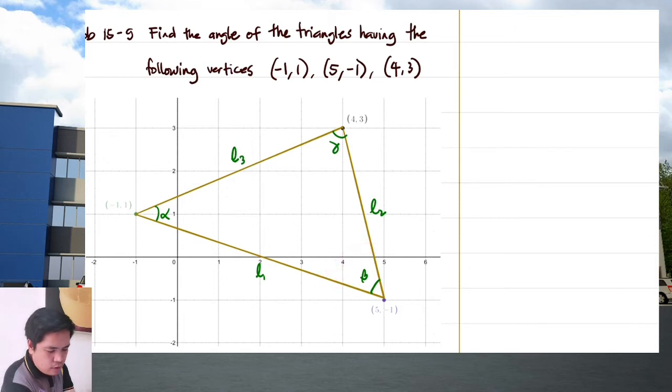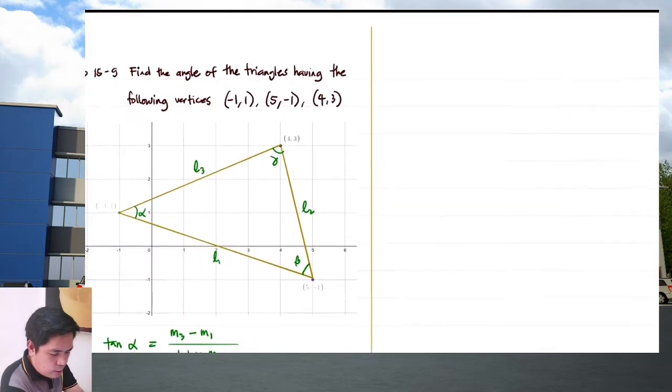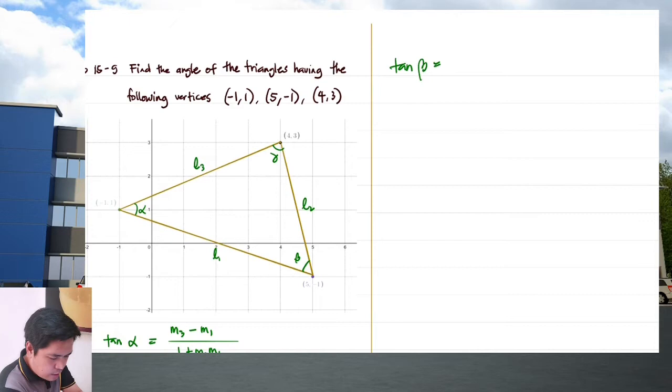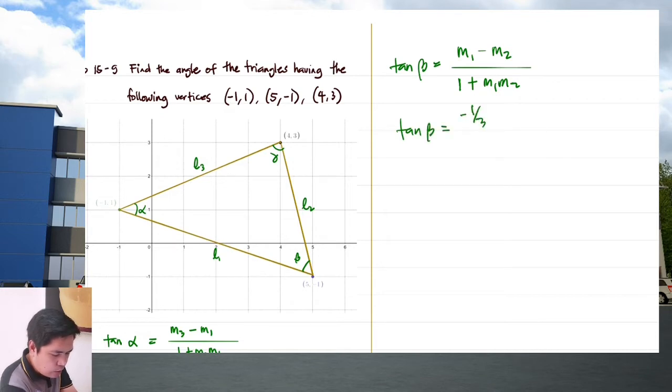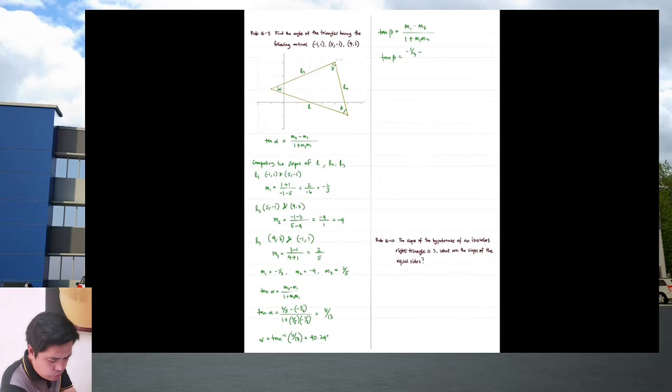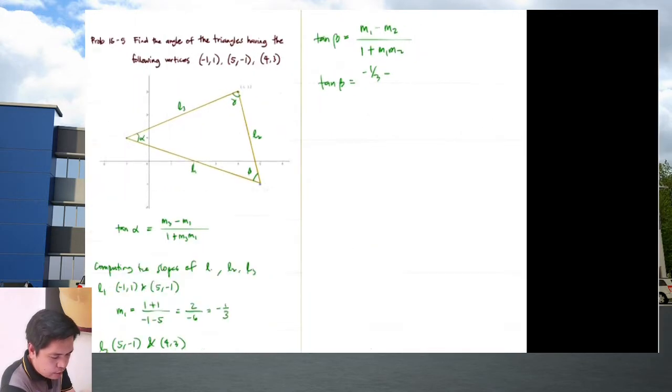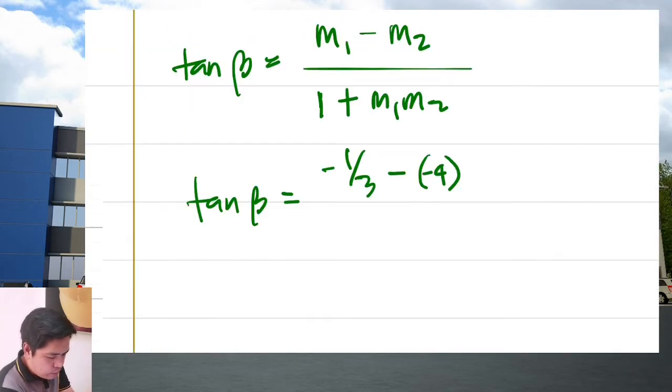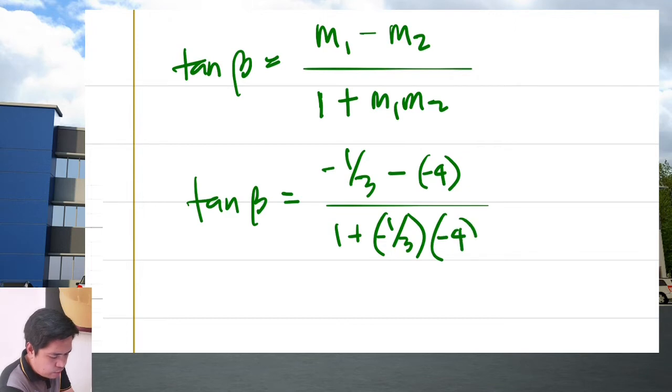Okay? So tangent beta is equal to M1 minus M2 over 1 plus M1 M2. So we have values for this. So tangent beta is equal to M1, which is negative 1/3, minus M2, which is negative 4. So M2 is negative 4, over 1 plus negative 1/3 times negative 4.